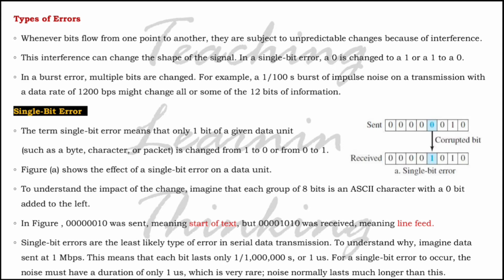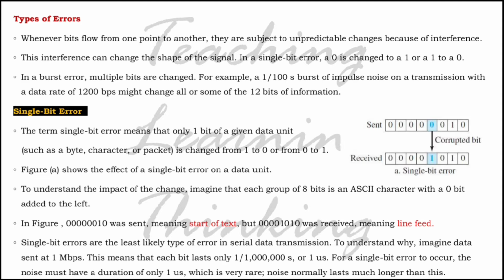Let us go more into the errors. Single bit error means that only one bit of a given data unit, such as a byte, character or packet, is changed from 1 to 0 or 0 to 1. The figure shows exactly what I described. The sent bit pattern is 00001010 and the corrupted one differs by a single bit, where there is a change from 0 to 1. That is the single bit error.